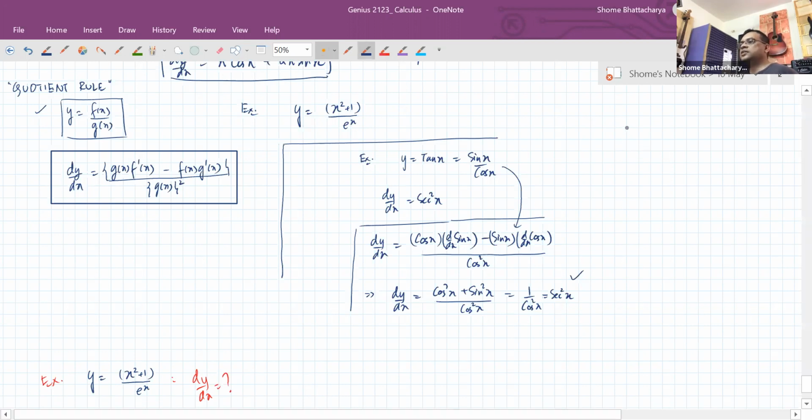You can also write this in an ultra shorthand notation that the function is some numerator divided by some denominator, where numerator is some function fx, denominator is some function gx. So the derivative of the function becomes denominator into differential of numerator minus numerator into differential of denominator divided by square of the denominator.